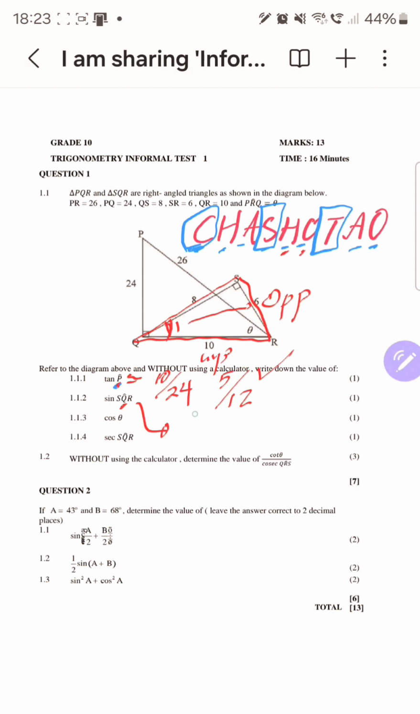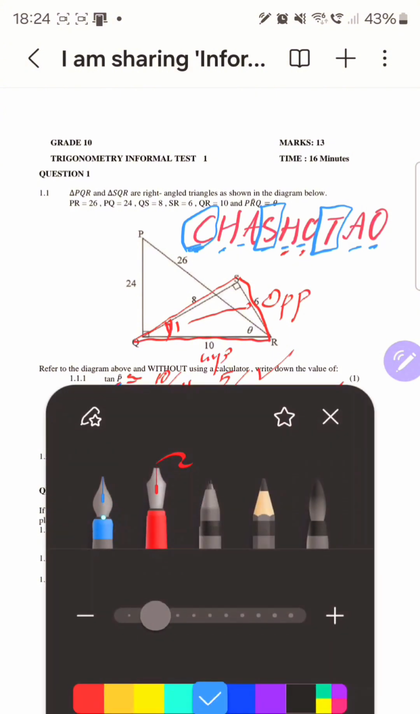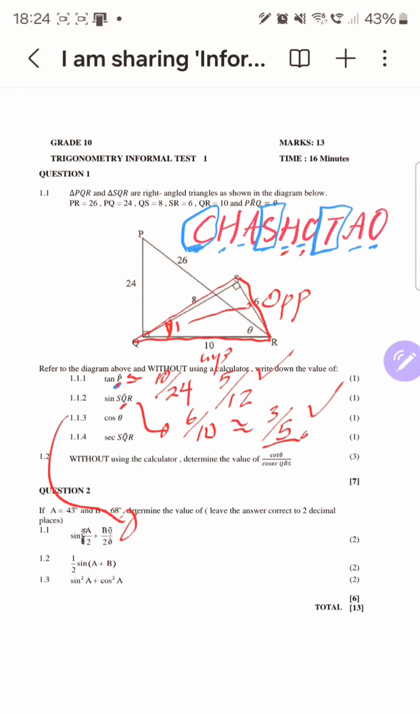Then you simply substitute. This will be 6 over 10, which is the same as 2 goes into 6 three times and into 10 five times, so 3 over 5. You get another mark there. Let's jump into 1.3. I hope you guys are following. Let me just wrap up this mess.